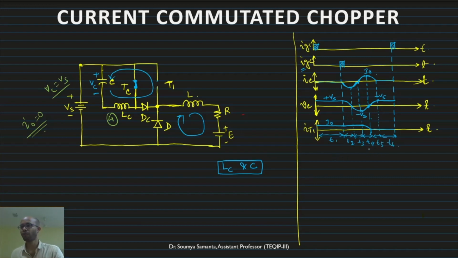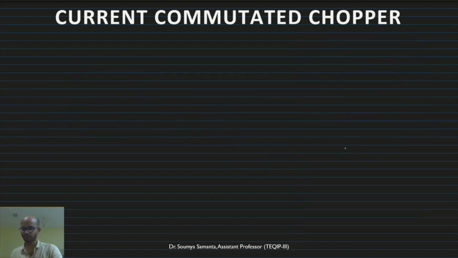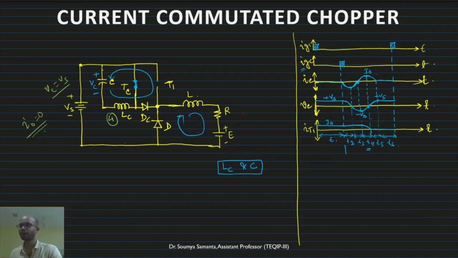This T4 is basically the commutation time for the thyristor, and if we talk about the commutation time for the total circuit, the commutation time is this much. That means that is the point where the commutation started, and this whole time is the commutation time for the whole circuit. And the commutation time for the thyristor is this part, this much, T4.